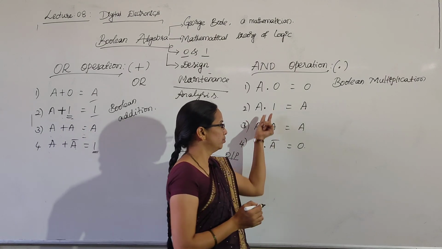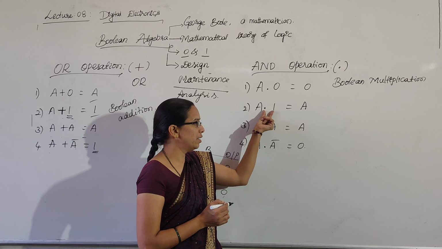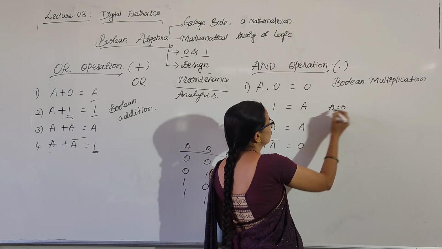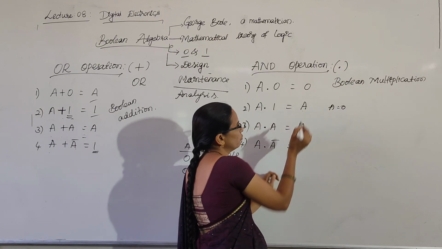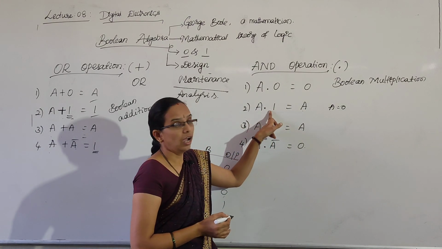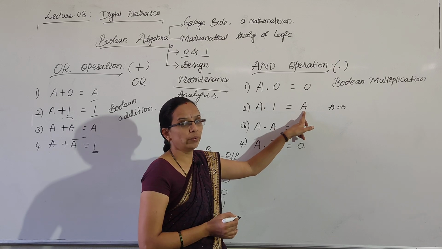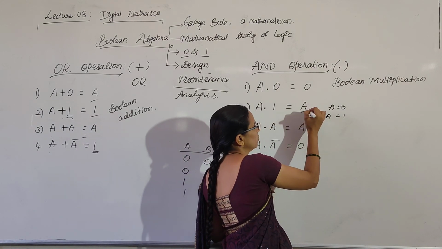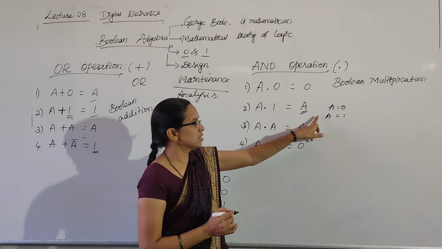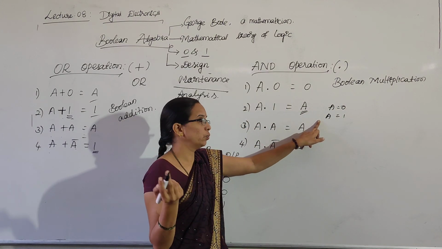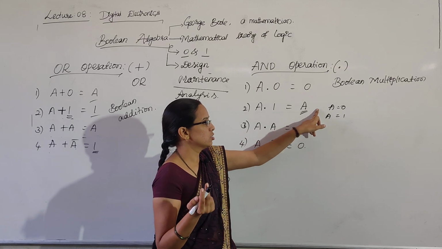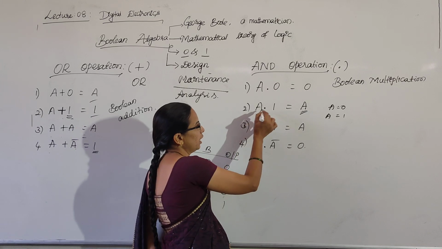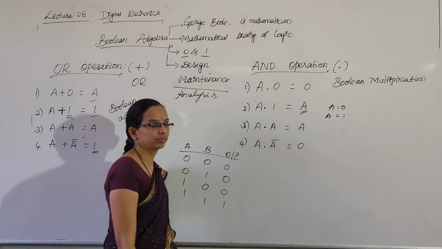A dot 1. A and 1 is A, because if you assume A is equal to 0, the output will be 0, that is, 0 and 1 is 0 only. If I make A equal to 1, the output will be 1 only. In both cases, 0 and 1, the output is the value of A only. So, A dot 1 is A.